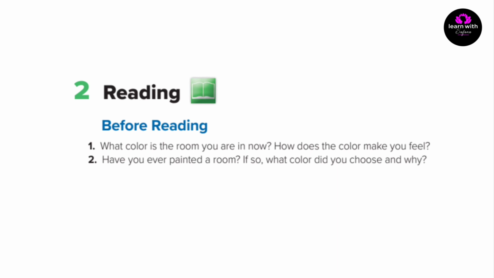Number 2, reading. Before reading, number 1, what color is the room you are in now? How does the color make you feel? ما لون الغرفة التي أنت فيها الآن؟ كيف يجعلك اللون تشعر؟ Number 2, have you ever painted a room? If so, what color did you choose and why?